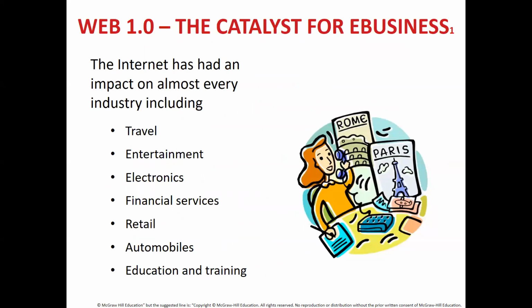Web 1.0, the catalyst for electronic business. The internet has had impact on almost every industry, including travel, entertainment, electronics, financial services, retail, automobiles, education and training. There are many advantages of the internet: connectivity, communication and sharing, information, knowledge and learning, address, mapping and contact information, selling and making money, banking, bills and shopping, donations and funding, entertainment, work from home, collaboration, and access to a global workforce.